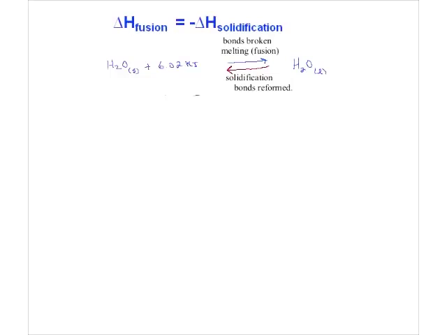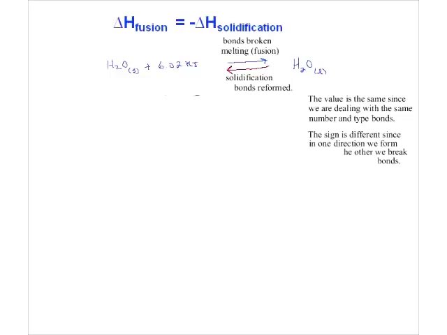So for the most part, we're saying that the value of ΔH is going to be the same for solidification and fusion because we're dealing with the same number of bonds and the same type of bonds. It's the exact same London dispersion, the exact same dipole-dipole, the exact same hydrogen bonding because it's the same water. The only difference being, of course, is the direction in which we are moving. Okay, the direction, of course, is whether it's endothermic or exothermic.